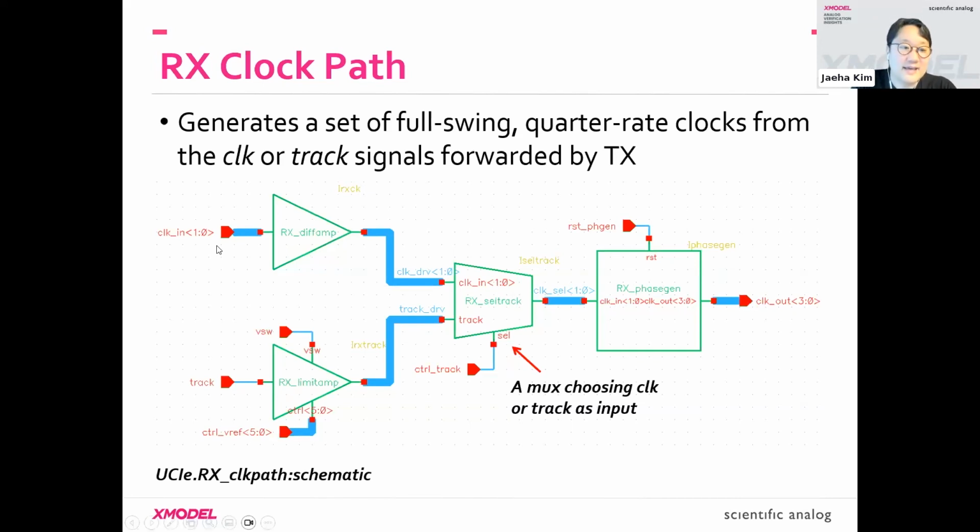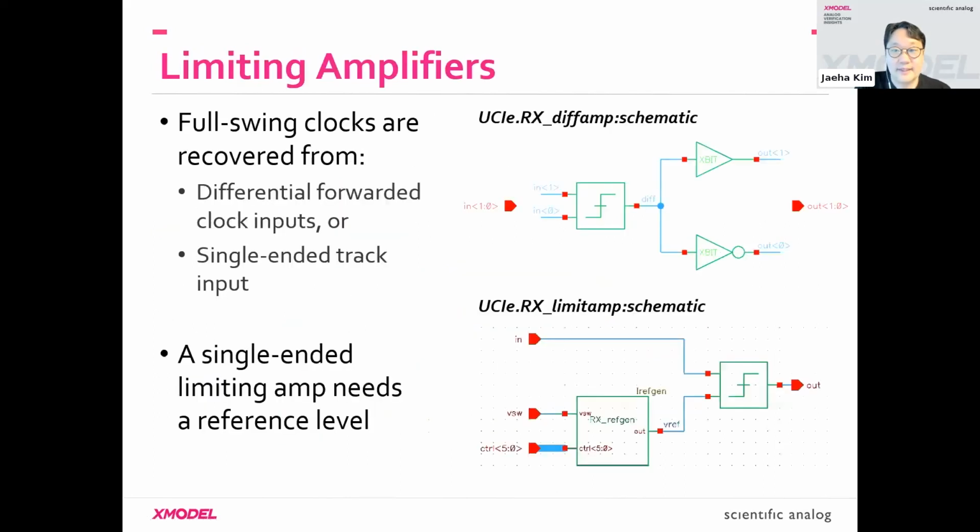The spec says in case this differential clock doesn't work or doesn't properly propagate to the receiver side, you use a redundant lane, which is like a backup channel called track, and you use the track signal as a clock. So the forwarded clock is differential, whereas the track signal is single-ended. So you need 2 kinds of limiting amplifier to take the analog signal and produce the full swing digital output.